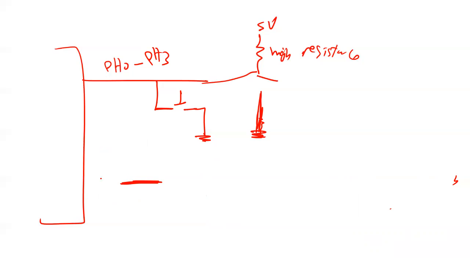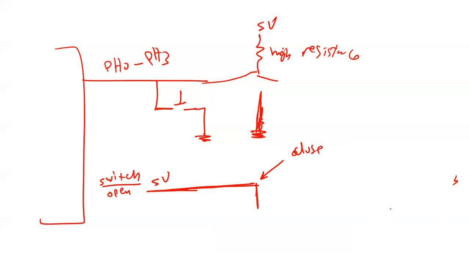So for the switch, if the switch is off, it's going to be high, 5 volt. It's going to continue. Let me use open and close. If the switch is open, it's going to be 5 volt. At this moment, you close the switch, so it's going to be 0 all the time. Is that okay?